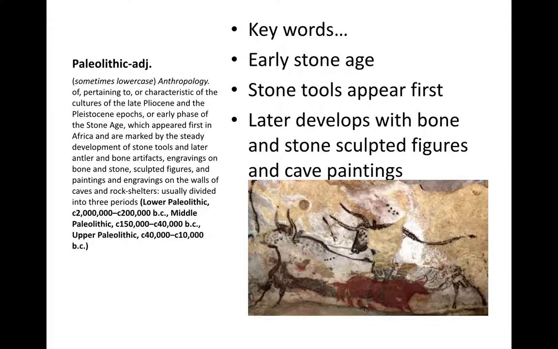Some key words here to remember is this is the early Stone Age. So this is where stone tools appear first, and later this age develops with bone and stone sculpted figures and cave paintings.